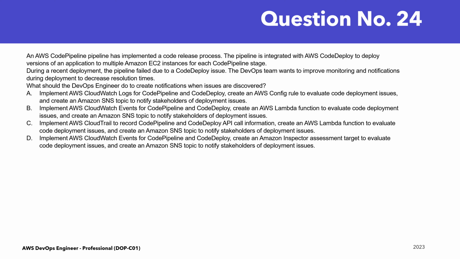An AWS CodePipeline has implemented a code release process. The pipeline is integrated with AWS CodeDeploy to deploy versions of an application to multiple Amazon EC2 instances for each CodePipeline stage. During a recent deployment, the pipeline failed due to a CodeDeploy issue. The DevOps team wants to improve monitoring and notifications during deployment to decrease resolution times. What should the DevOps engineer do to create notifications when issues are discovered?